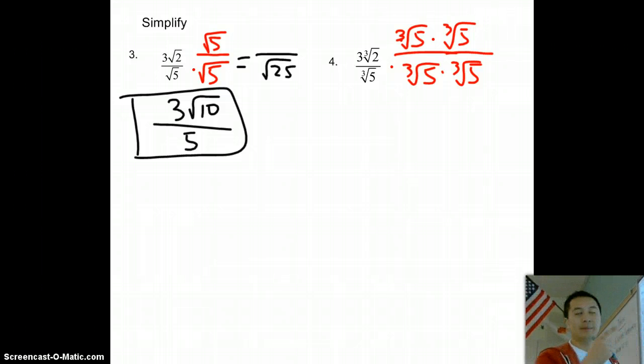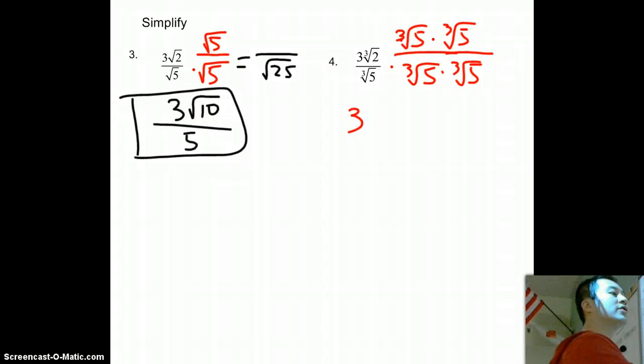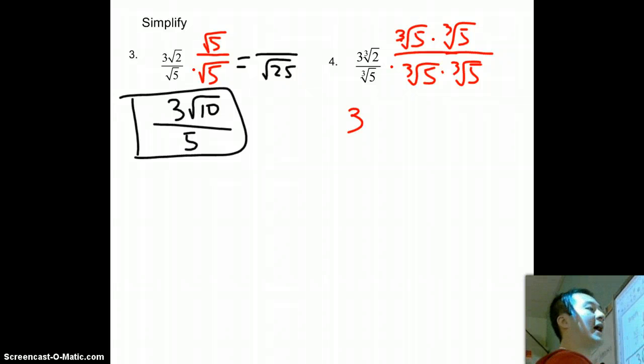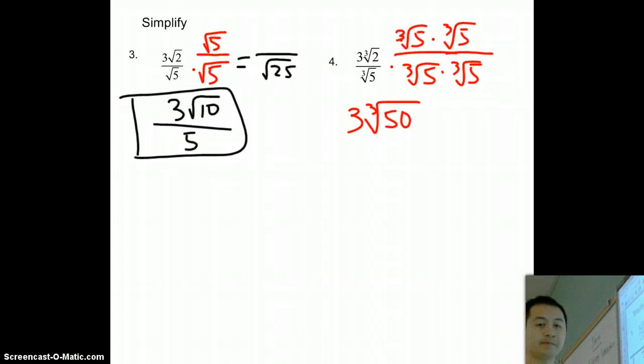You can actually multiply it by the cube root of 25. That's fine too, that's the same thing. So take a look. Let's look at the top. On the outside is 3. On the inside is 2, 5, and 5. 2 times 5 is 10, times 5 is 50.